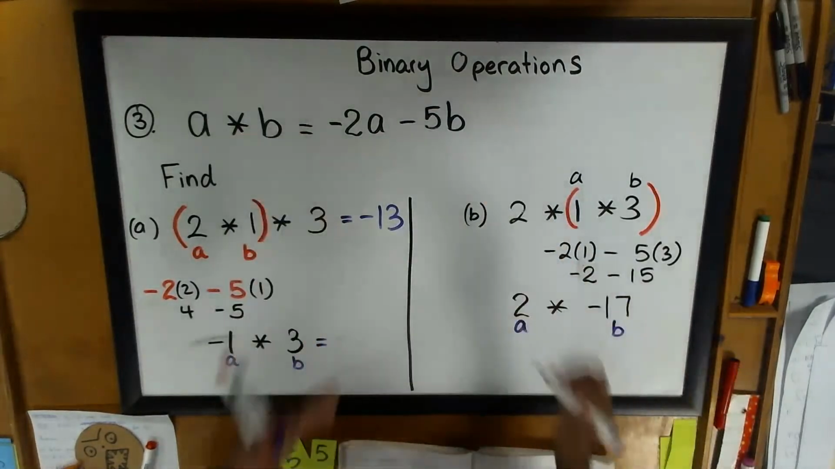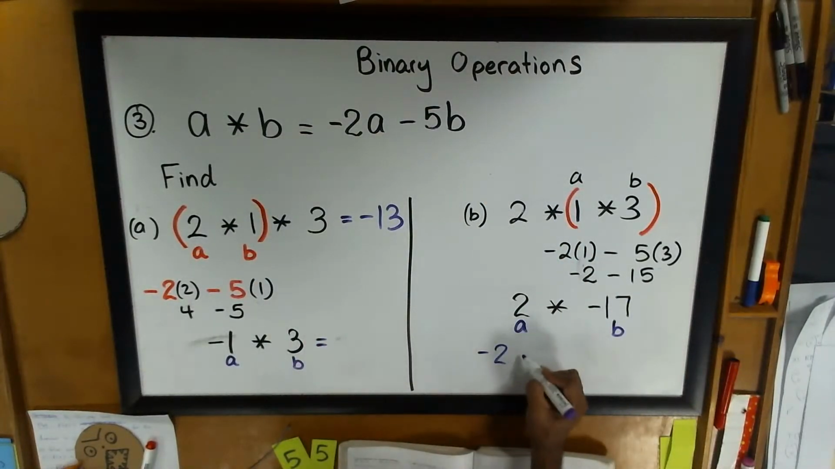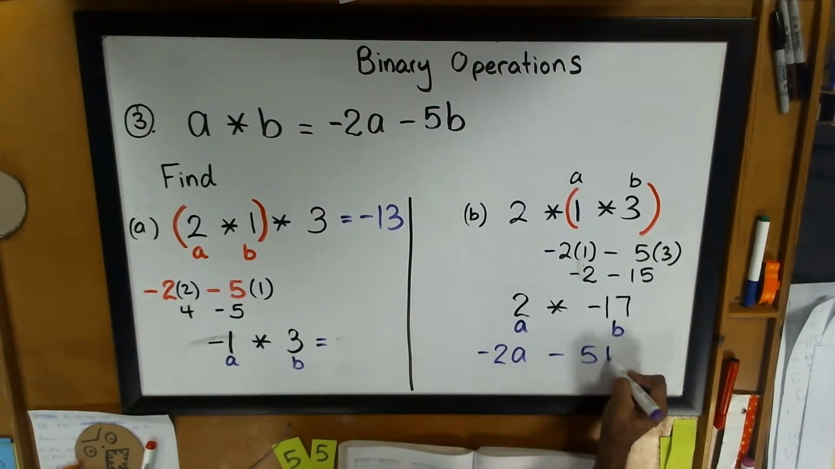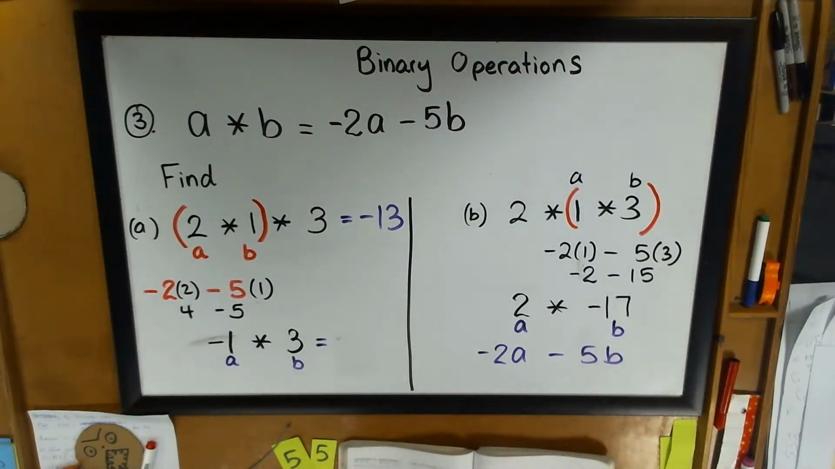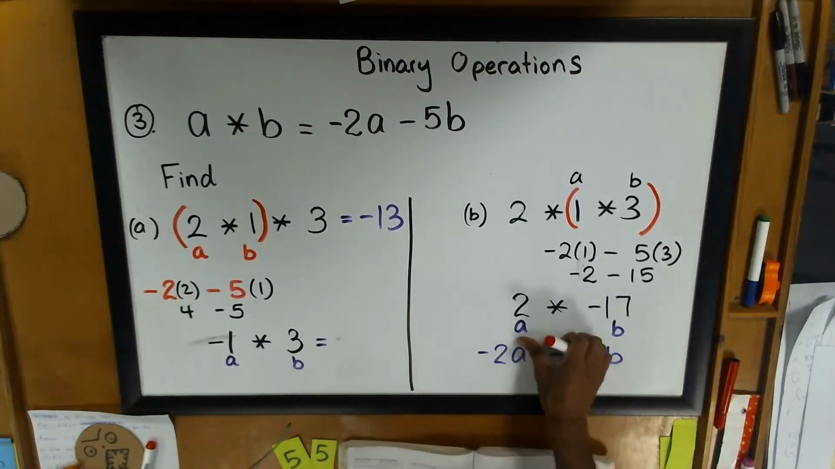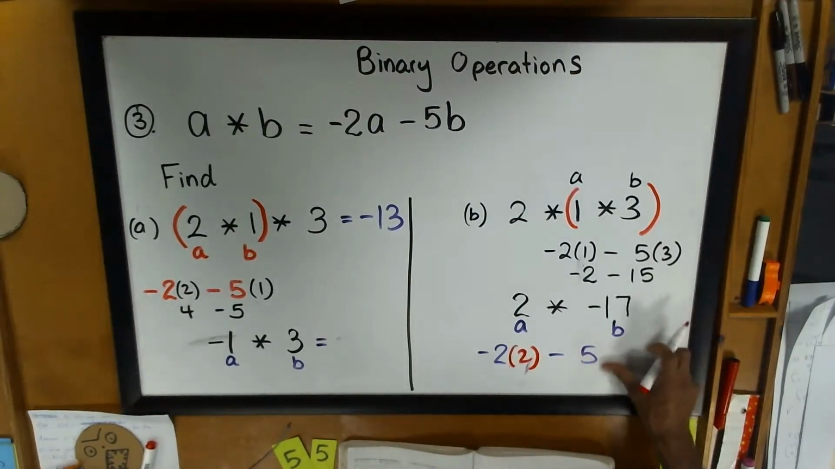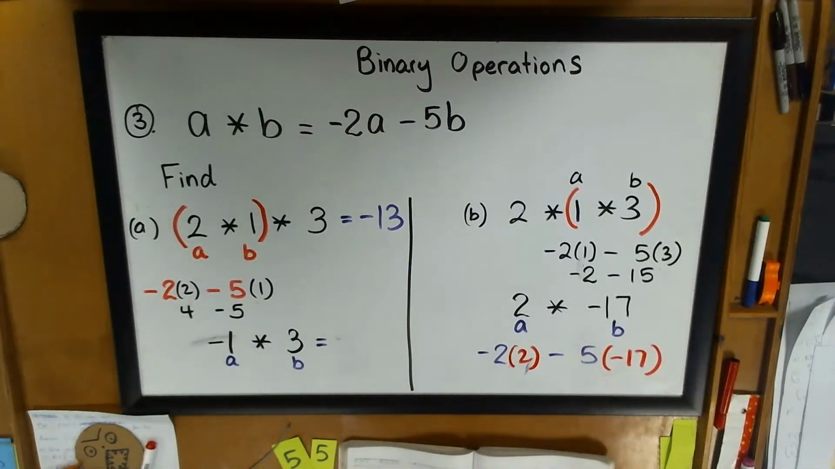So we're going to replace it over here. Minus 2A minus 5B. Any A you see, you can replace it with 2. Any B you see, you can replace it with minus 17.